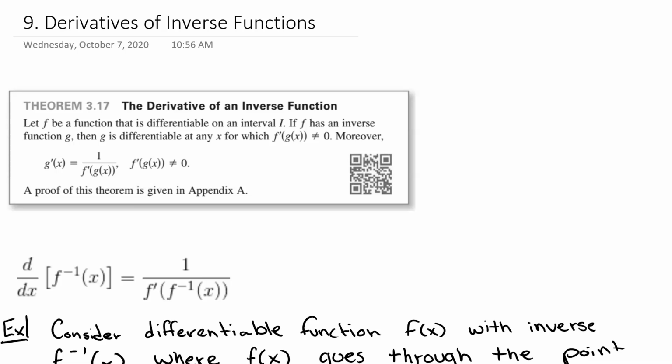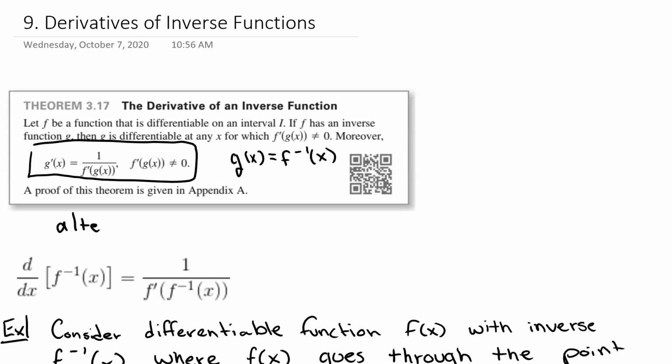So take a moment and write down this definition of the derivative of an inverse function. All right. So this is one way to write the derivative of an inverse, right? Where g of x is equal to the inverse of f of x. All right. So this is an alternate way to write it.